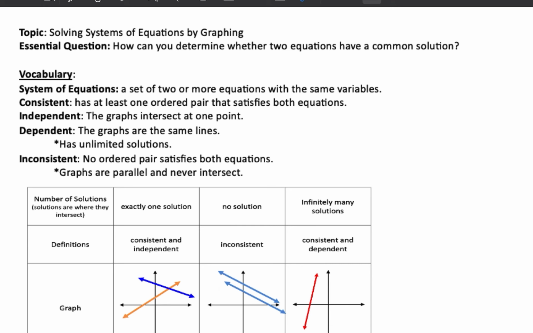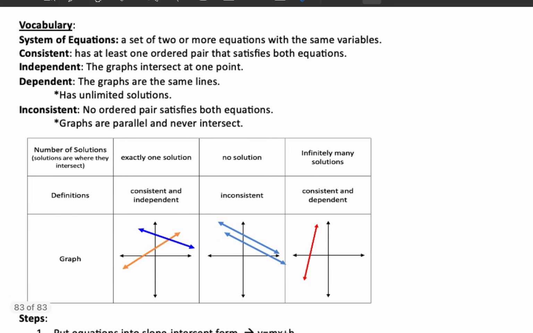We've got a few different ways that we can describe our systems of equations. We can describe it as consistent, meaning that they have at least one ordered pair that satisfies both equations. We can call it independent, where the graphs intersect at exactly one point. We can call it dependent, where they are the exact same line, which would mean that they have unlimited solutions. Or we can call it inconsistent, where they have no ordered pairs that satisfy both equations, and that would mean that the graphs are parallel and that they never intersect.